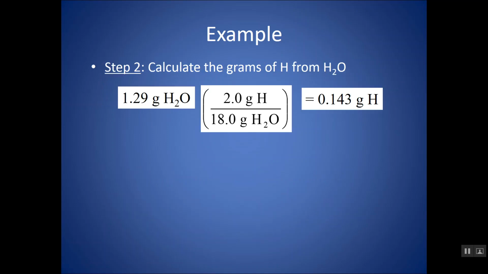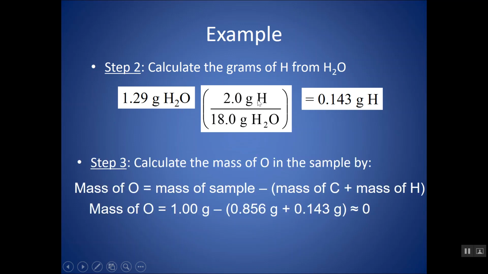And I can isolate the hydrogen from the H2O. Here's my setup. There's 2 grams of hydrogen for every 18 grams of H2O, because there's 2 hydrogens in there. And just checking for the mass of oxygen, if I add carbon and hydrogen together, those add up to about 1, which is what they told me the starting mass was. So I could assume that there's no oxygen in this sample, that this is a hydrocarbon, C's and H's only. So there's no subtraction, nothing to find for oxygen here.